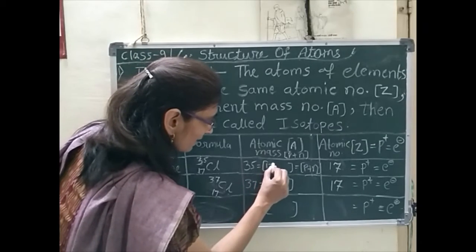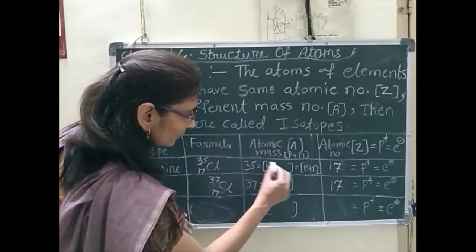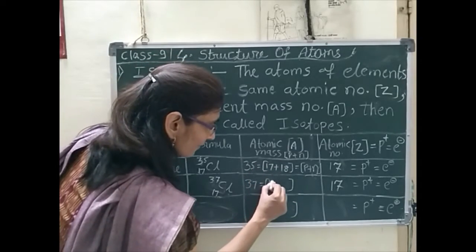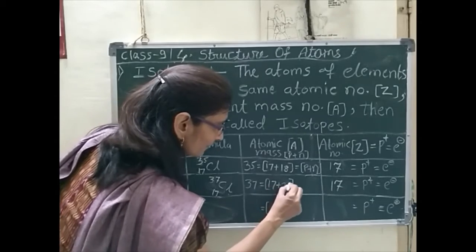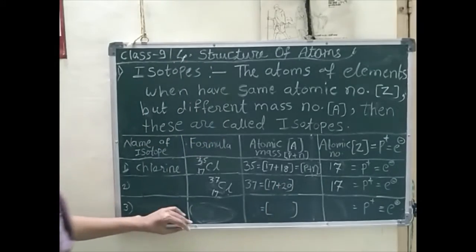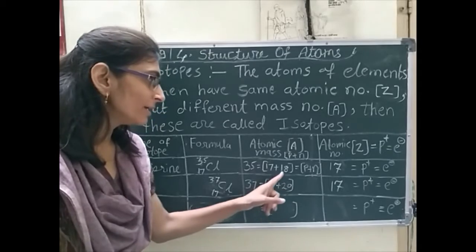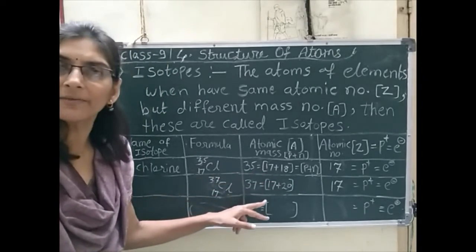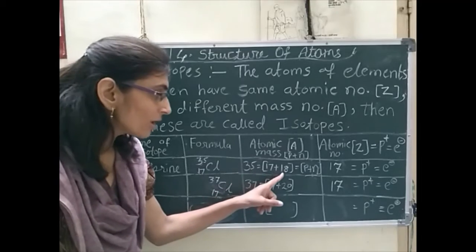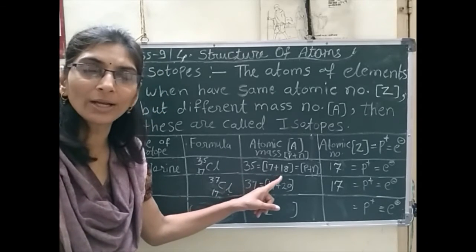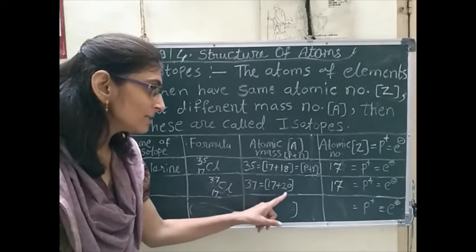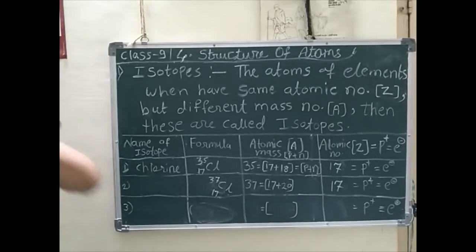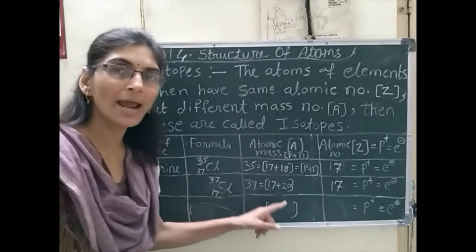Which means 17 plus how many? 17 plus 18, and here 17 plus 20. What are 18 and 20? These are the numbers of neutrons. Protons are 17 in both cases, but neutrons in the first chlorine atom are 18, and in the second isotope, 20.